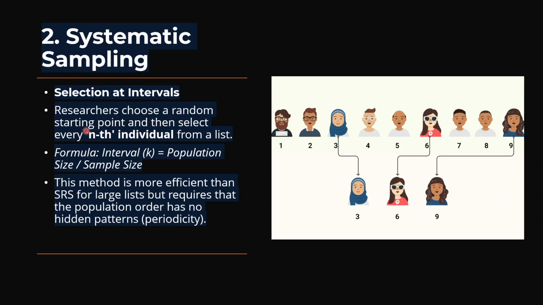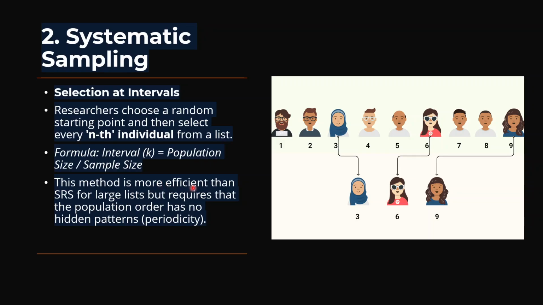Researchers choose a random starting point and then select every nth individual element from a list as a sample. Here the first one to start was 3. Instead, you could start from 2 and the difference was 3, then you would get 2 as a sample, 5 as a sample, 8 as a sample. So here picking up the first element is done randomly. From there, every nth element is systematically picked. Therefore, we call it systematic sampling.